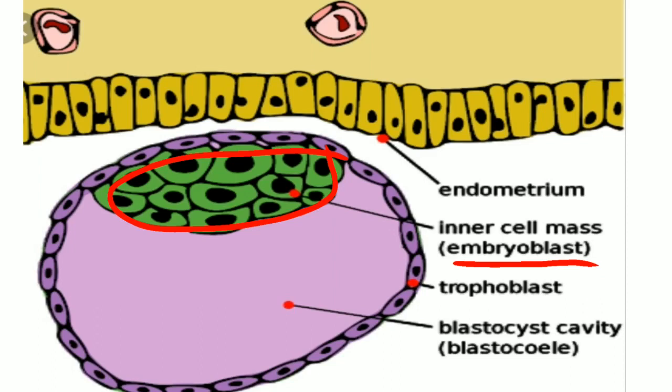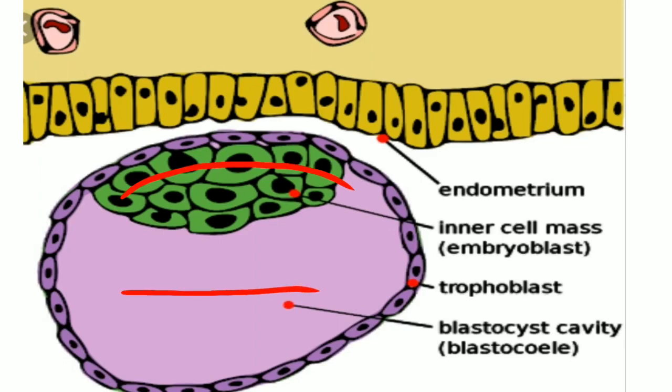Out of these, the lower layer of this blastula is called the hypoblast and the upper layer is called the epiblast. So the epiblast is the upper layer whereas the lower layer is called the hypoblast. The hypoblast gets converted into the yolk sac. It divides mitotically and grows downwards towards the blastocoel. This cavity is called the blastocoel cavity.